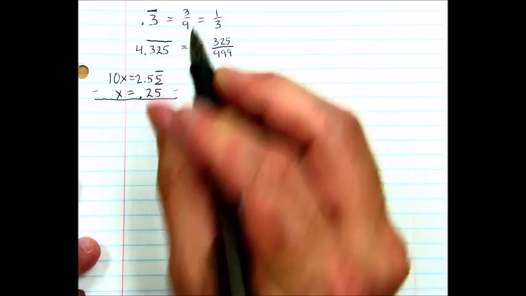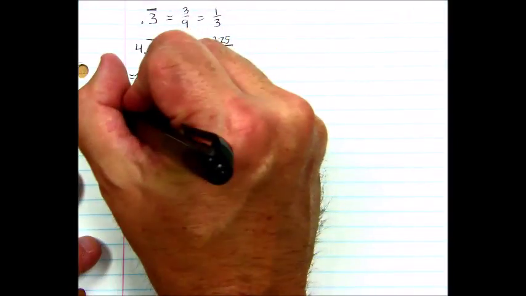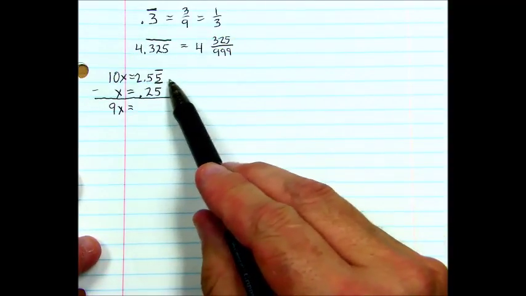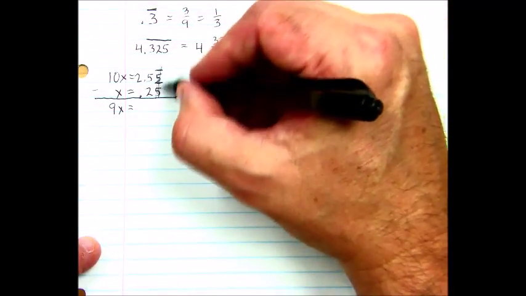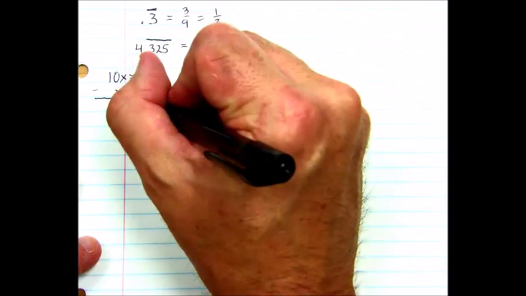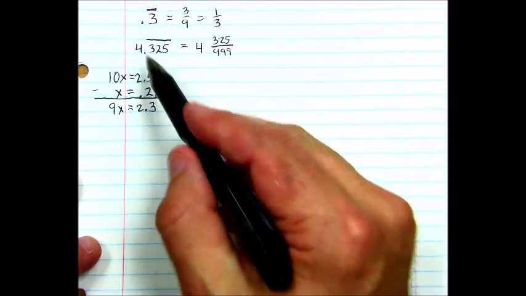This is an introduction to this year. You'll do more with this next year. 10x minus 1x is 9x. 2.55555 minus 0.255555. These 5s cancel each other out. 2.5 minus 0.2 is 2.3. Subtract, subtract.